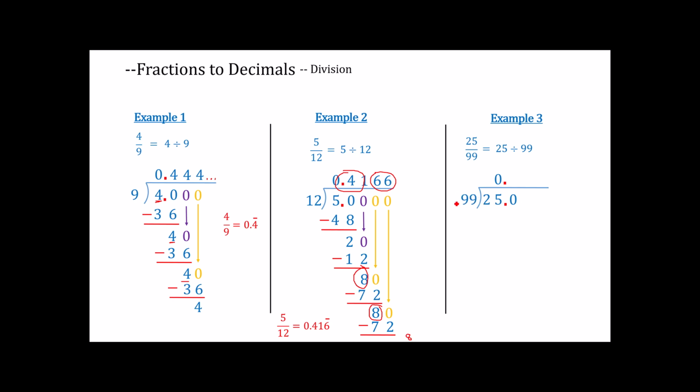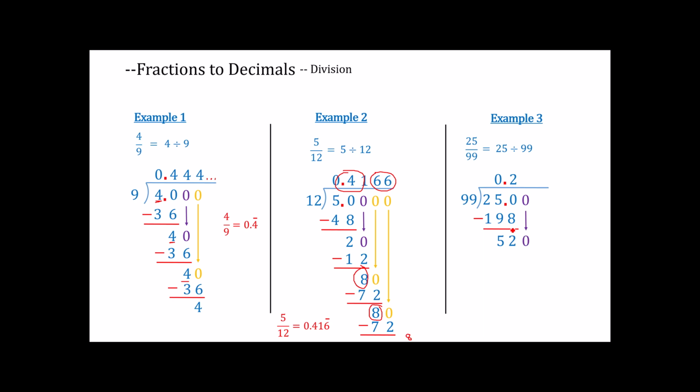For me, I like to think of this 99 as being almost 100. And I like to ask myself, how many times would 100 go into 250? Well, it's going to go in twice. 2 times 99 is 198. I get a remainder of 52. Notice this is not a repeat.